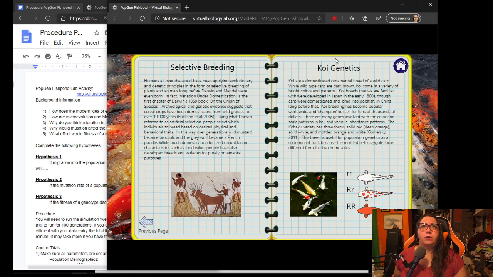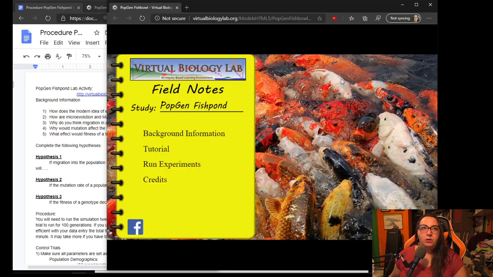Selective breeding we definitely talked about, but koi genetics is the big thing. This is a koi pond that is being simulated. Those are those big Japanese goldfish. They are, in this simulation, 3 colors, depending on the genes that they have. If they have 2 recessive genes, they are white. If they have 2 dominant genes, they are red or orange. And if they are heterozygous, having 1 dominant and 1 recessive, they are spotted. And we've all sort of seen pictures of these fish if you haven't had the ability to see them in real life.